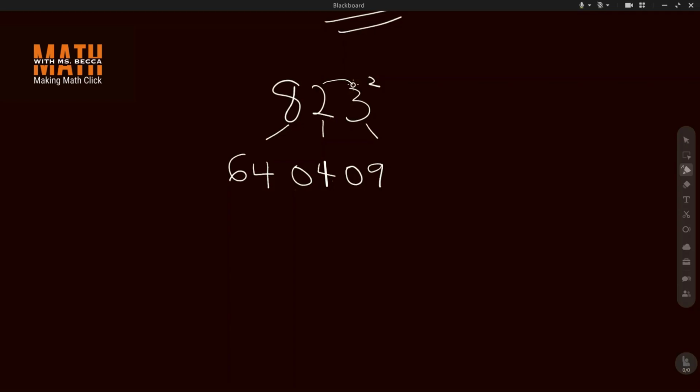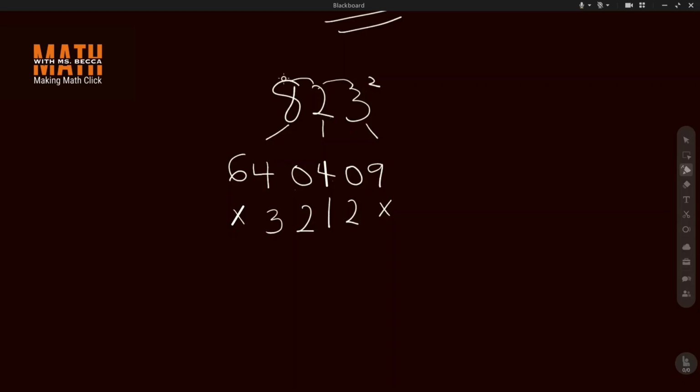Then the next step will be that you multiply 2 by 3, then you double the answer. 2 times 3 is 6. 6 times 2 is 12. You leave this first digit here, then you write 12. The next thing will be that you multiply 8 by 2 and then you double it. 8 times 2 is 16. Double it is 32. You write 32 here. You leave this place out also.